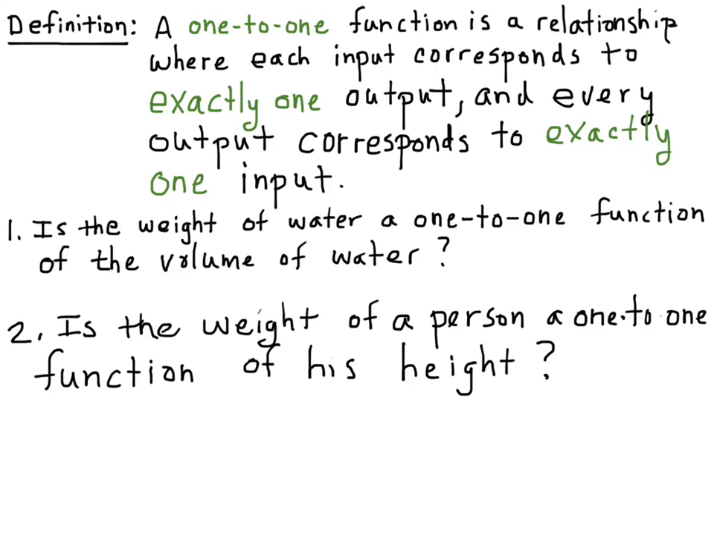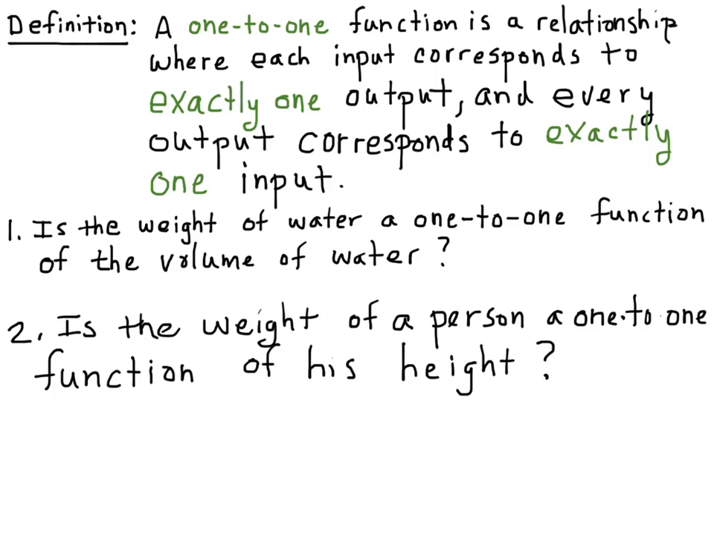That means that any given input has exactly one output and every given output has exactly one input. Okay, so if you have 8.5 pounds of water, you have 1 gallon of water, and vice versa. If you have 1 gallon of water, you have 8.5 pounds of water. Okay, and we've already talked about this a little bit.